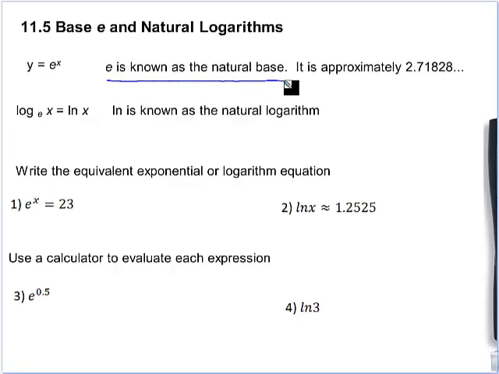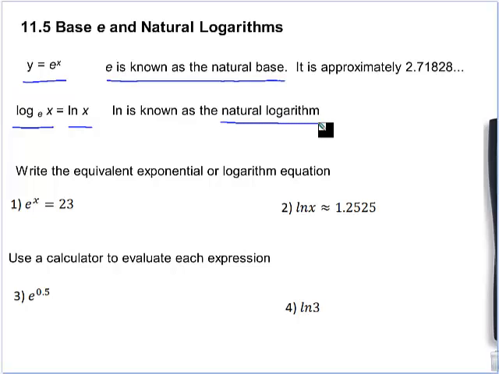It's known as our natural base because the value for e, which is approximately 2.71828 and goes on forever, is found all over in nature as different proportions. So our exponential function with e would be y equals e to the x. And log base e of x is equal to ln of x, where ln is known as the natural logarithm.